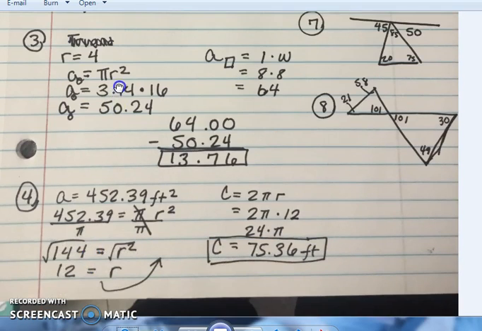Alright, number 4. We're solving an equation here. They're giving us the area for column 3, number 4, which is 452.39 feet squared. So we're going to set this equation up because we know that that equals pi r squared. So we're going to have to solve for the radius to even begin to find out what the circumference would be.